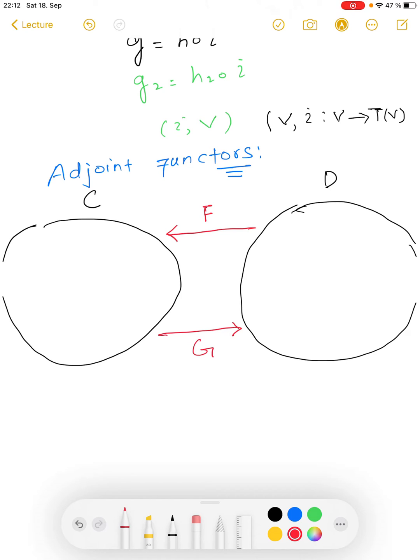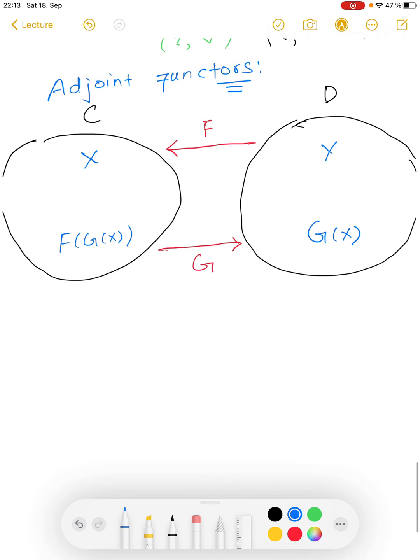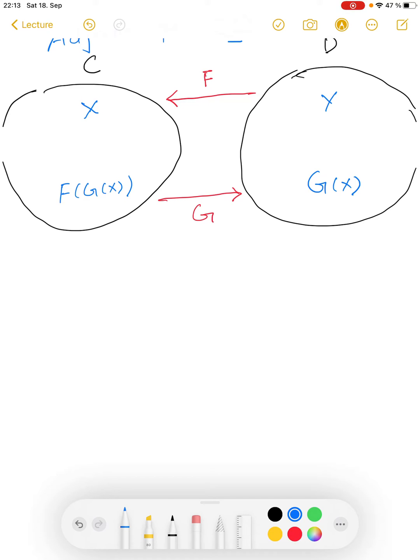Now let me say there is an object X belonging to C and there is an object Y belonging to D. Now when this G acts on X, I will have G X here, and when F acts on G X, I will get F G X. So this will be the situation. I applied G on X, and then I again applied F on this G of X, so I obtained F G X.